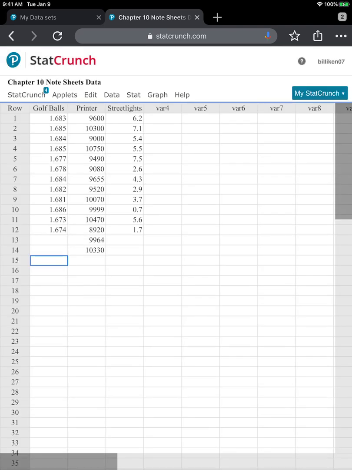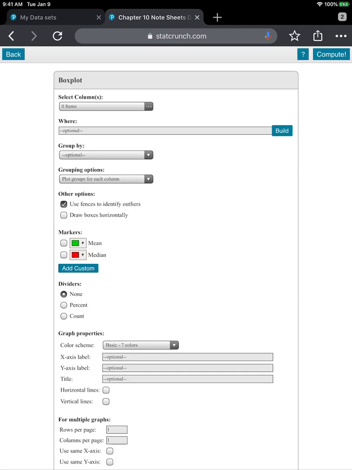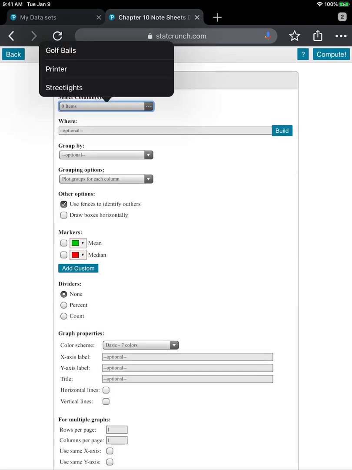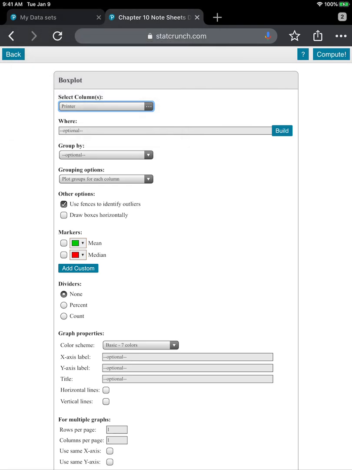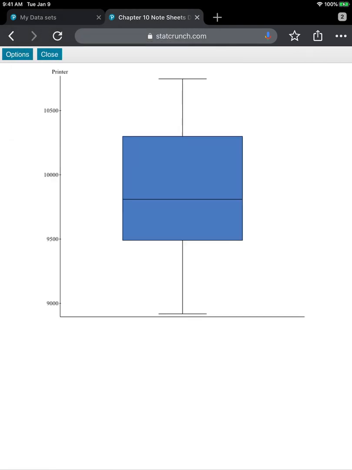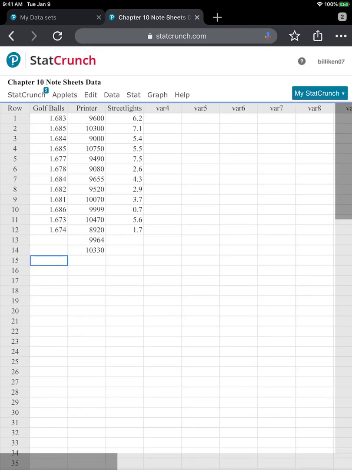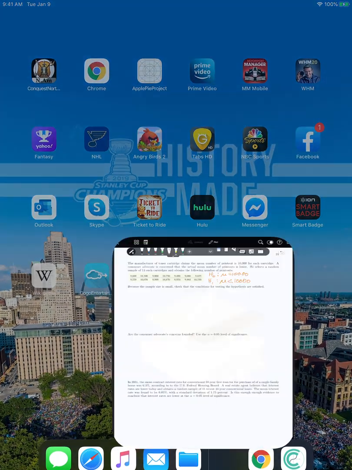And then we want to do the box plot. So I go graph, box plot, for printer. And I choose use fences to identify outliers. Leave that alone, and I can hit compute. And there are no outliers, right? Because we don't have any dots. So that's good too.